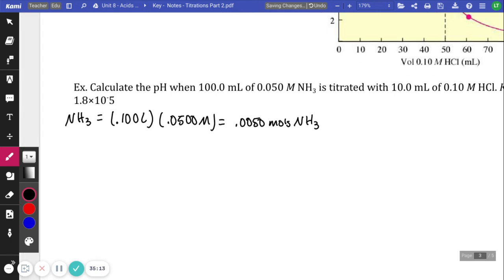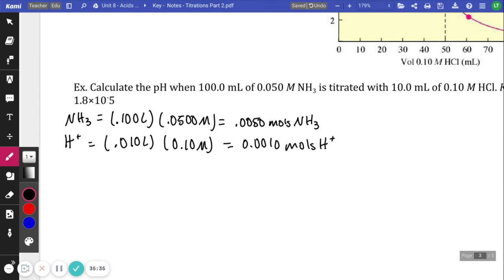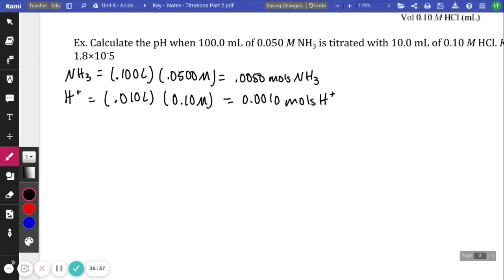And then for our hydrogen ions, same thing. So I have 0.010 liters of hydrogen times 0.1 molar, which gives me 0.001 moles of H+. So let's do our BCA table and figure out, we can see that we are going to consume all of our hydrogen ions since we have less hydrogen ions, but let's figure out how much of our weak base we have as well as our basic salt as well.